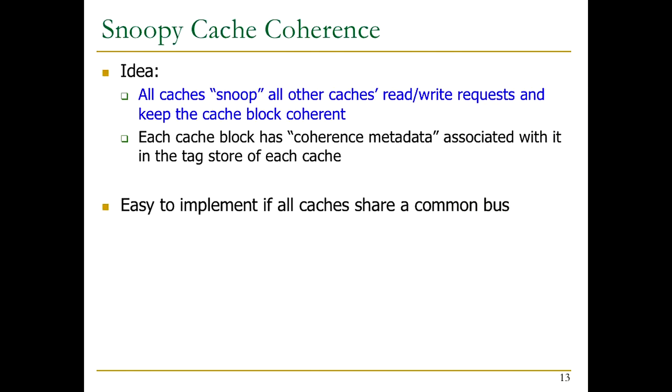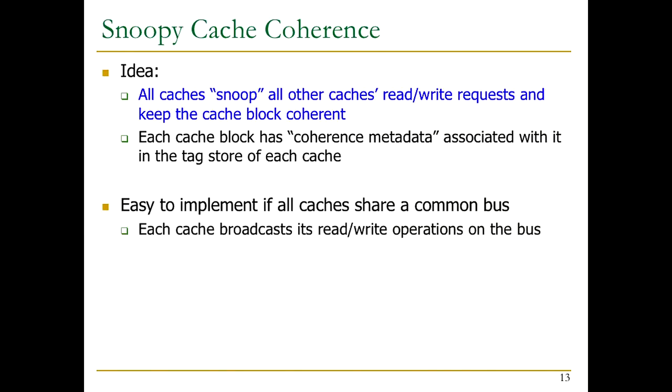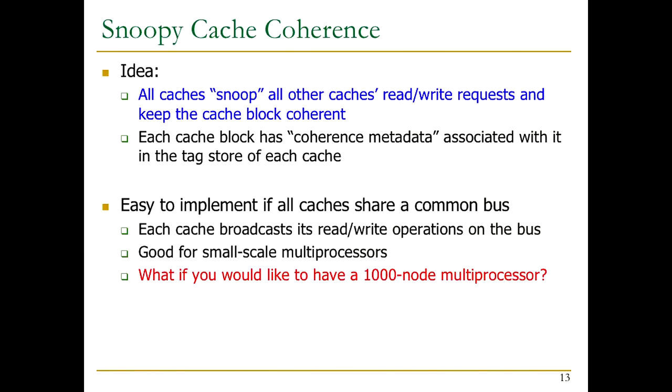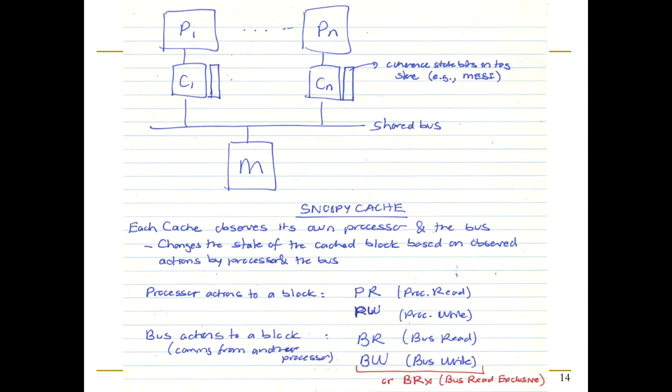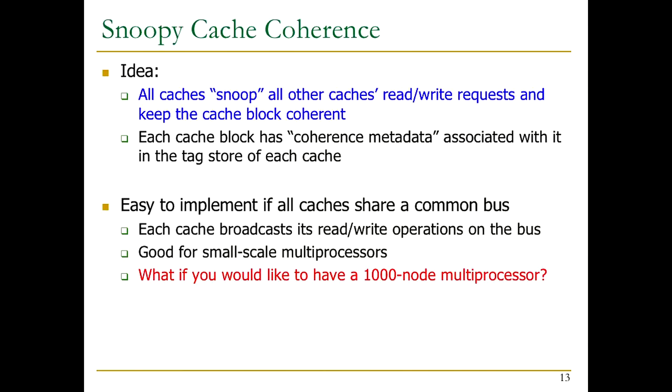Okay, and this is easy to implement if all caches share a common bus, right? Everybody broadcasts their requests. So it's good for small-scale multiprocessors, but how do you scale it if you would like to have 1,000 nodes in your multiprocessor? This may not be that easy, and as a result, many systems today have both directory-based and bus-based, or Snoopy, cache coherence in their designs. They're more hierarchical coherence mechanisms.